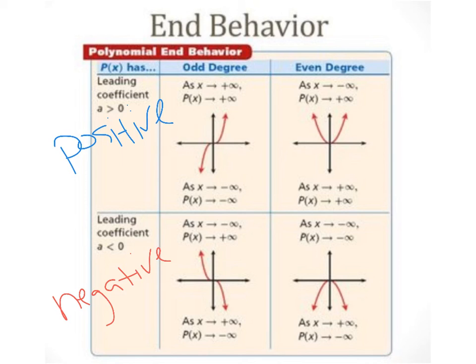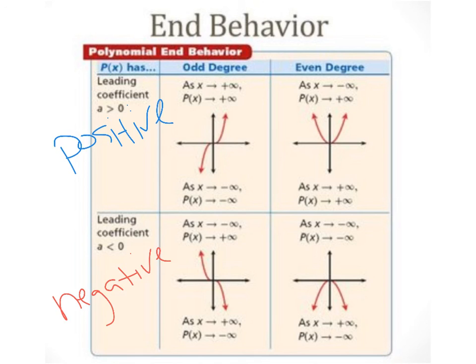And then with a negative leading coefficient, as our x's are getting really small, so are our y values. So as x is approaching negative infinity, our y values are also approaching negative infinity. As our x values are getting really large, our y values are getting really small. So as x is approaching positive infinity, y is approaching negative infinity.